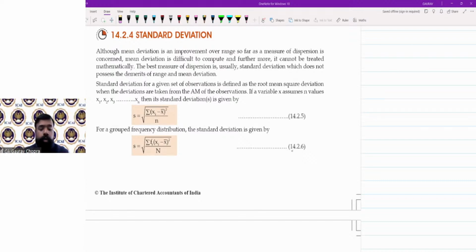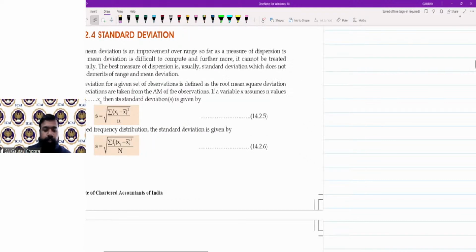So first of all, we are going to start with standard deviation. Now, standard deviation is one of the most important topics, not only from the exam point of view, but it is commonly used in many other subjects also. Like in financial management, we will be using this standard deviation. In economics, as well as in many other places, standard deviation is used. So let us start with the standard deviation.